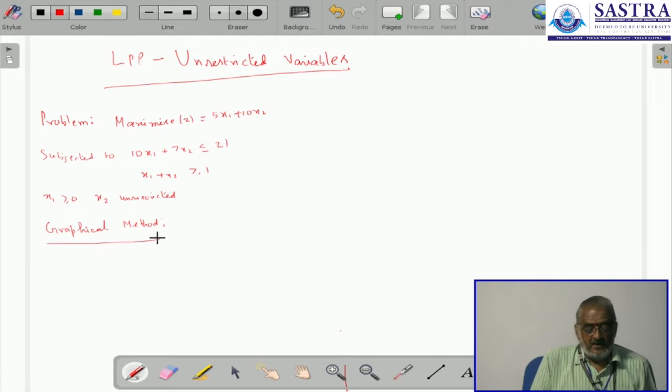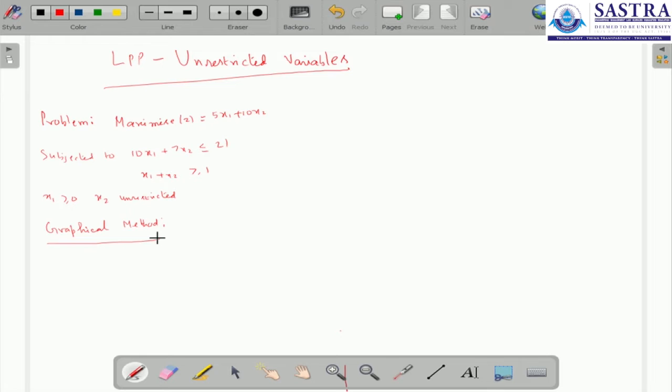For that, let me take the problem of maximizing a linear function 5x1 plus 10x2, subject to two inequalities, namely 10x1 plus 7x2 less than or equal to 21 and x1 plus x2 greater than or equal to 1, with x1 positive and x2 alone unrestricted. So how do we solve this problem? That is what we are going to see now. First, we shall proceed to the graphical method of solving this problem.